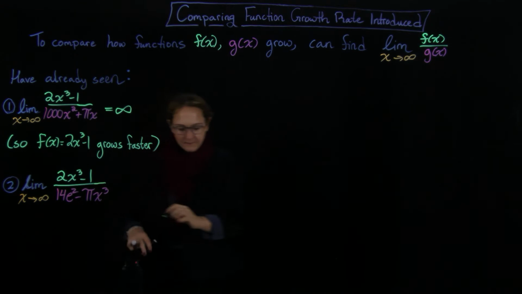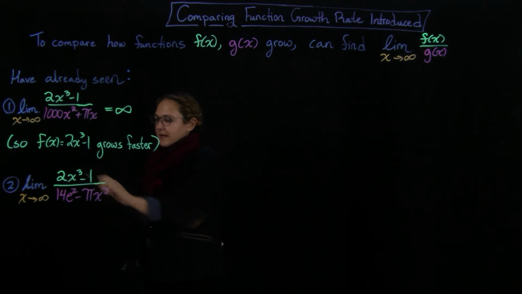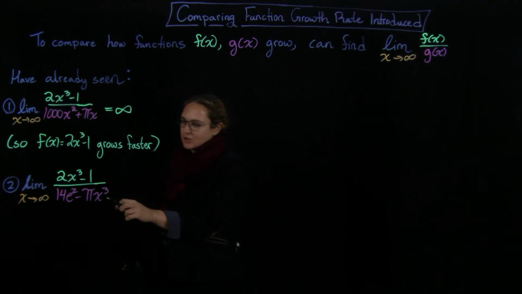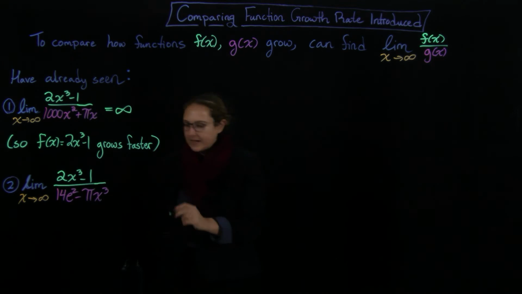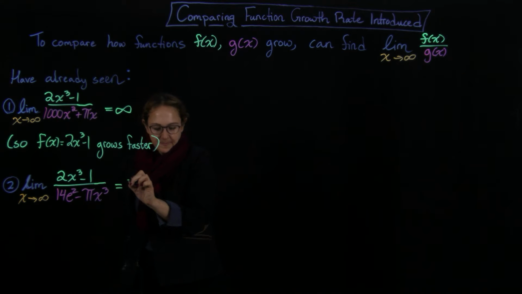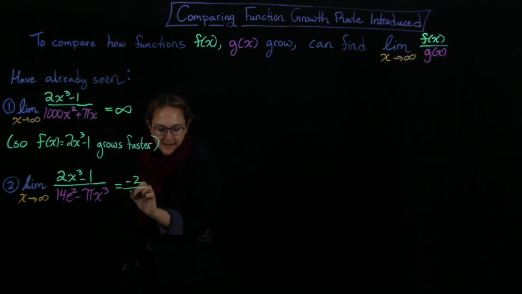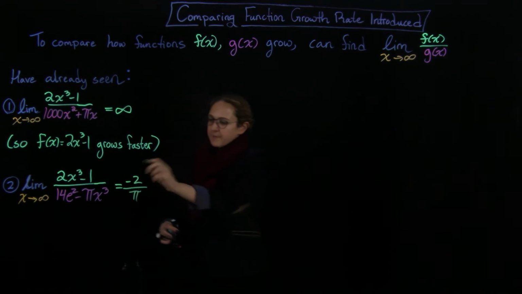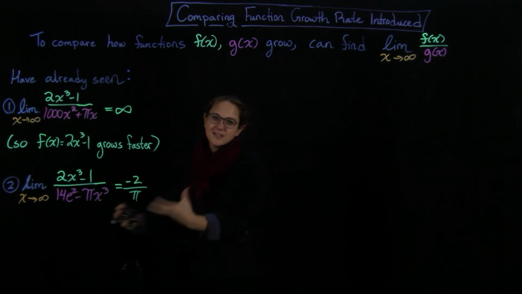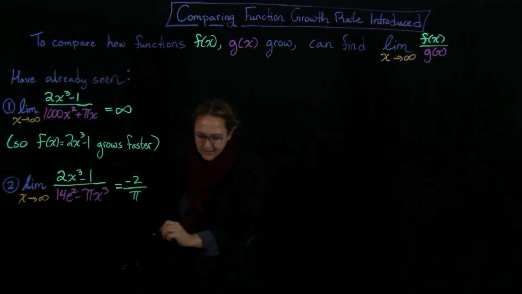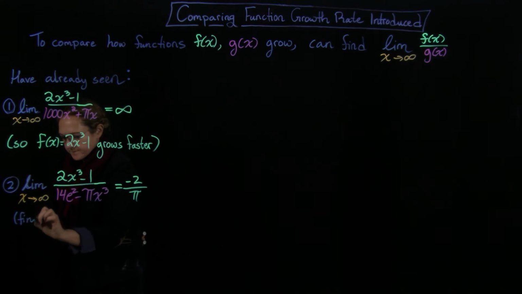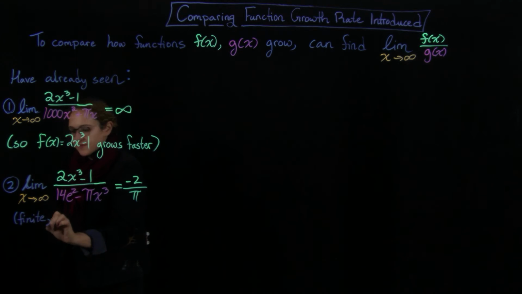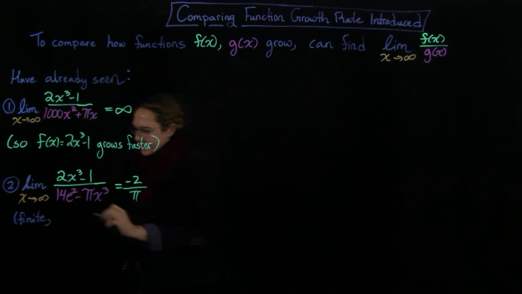Because the top and the bottom have the same degree, I'm going to take the ratio of the leading coefficients, which is 2 over minus pi. So this is equal to minus 2 over pi. And because we got some kind of finite number there, it's going to tell us these have the same growth. So finite means similar growth. In terms of categories, it's the same growth category.